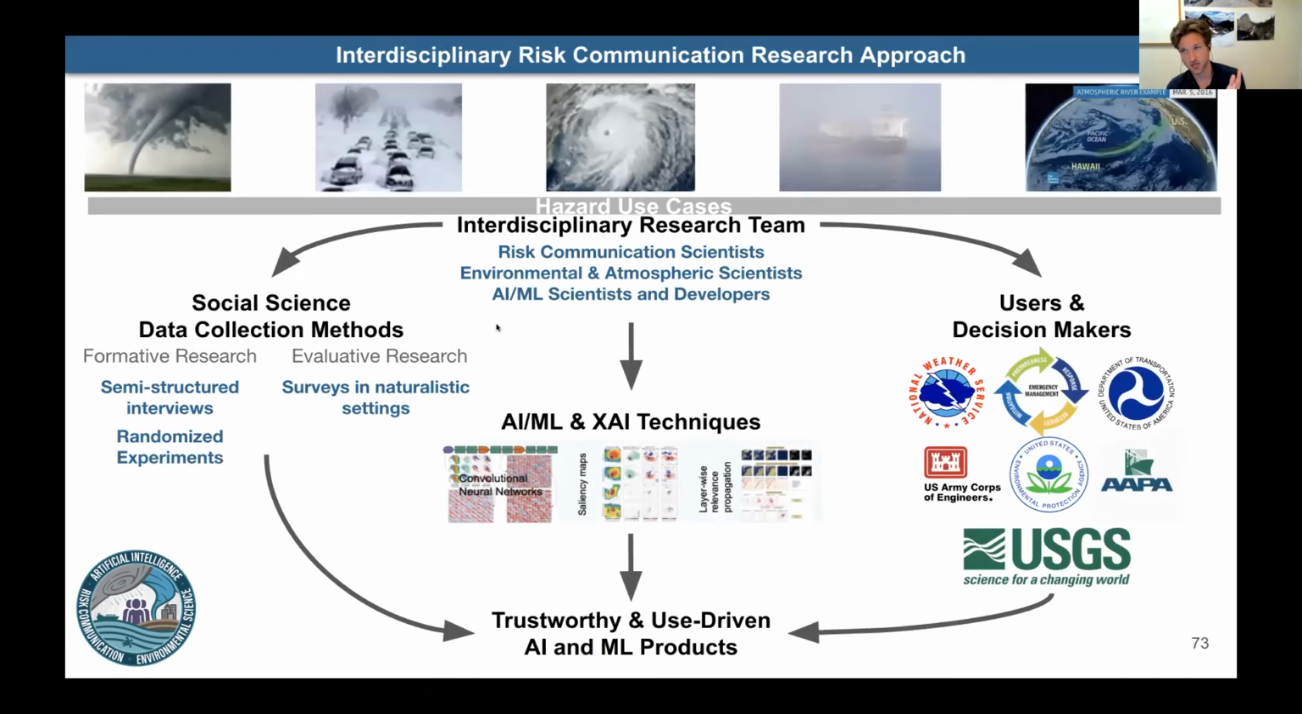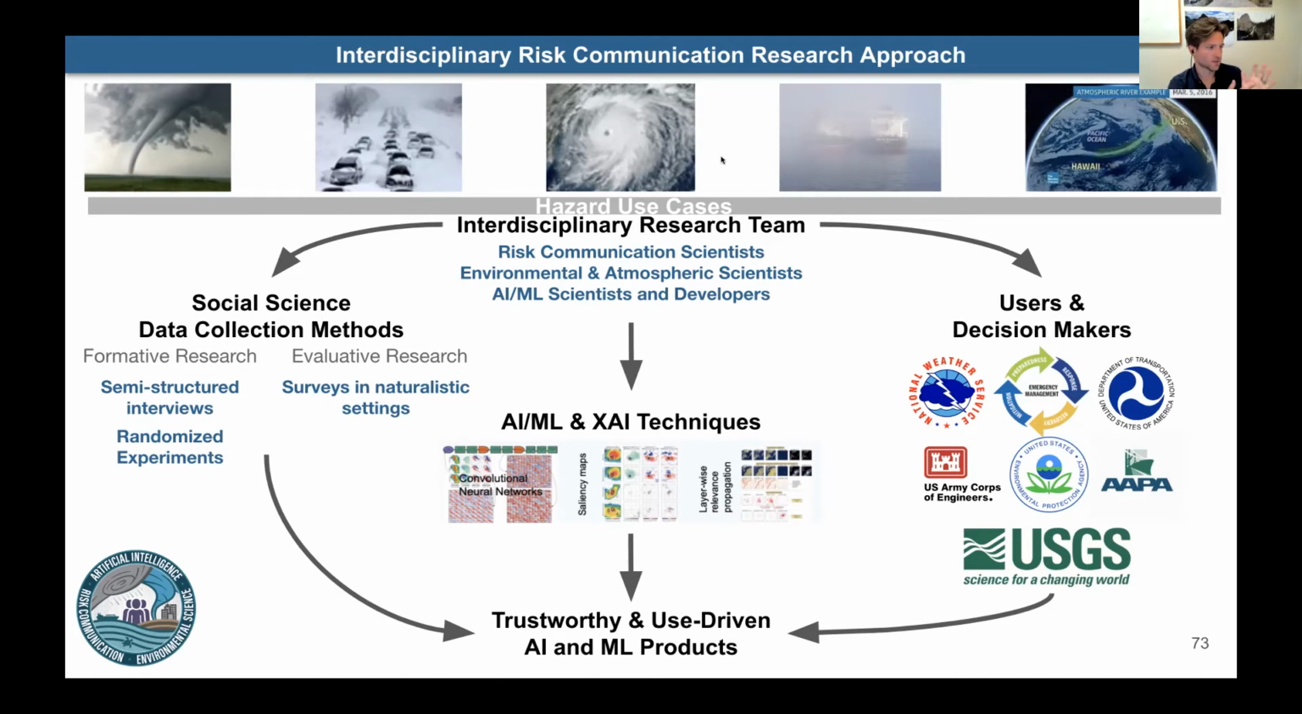And we showed this, or actually Andrea showed this on Monday, talking about interdisciplinary work, and was just using it as a way to highlight that we're all working together to get this trustworthy and use-driven AI/ML products. But part of this is going through and looking at research into how different end users, those listed on the right, National Weather Service, USGS, and across DOT and all sorts of different examples in case studies, are really interacting and responding to the specific detailed development information about AI.